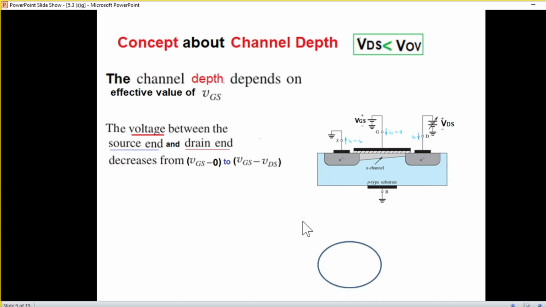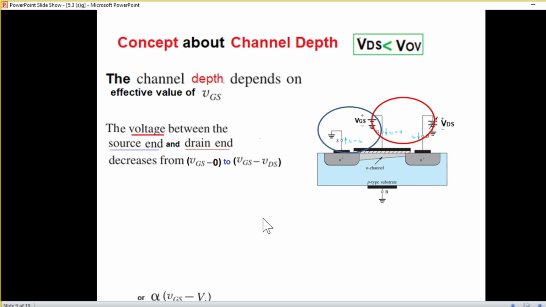Let's see another diagram, this one. This is the effective value at this end, that is VGS minus 0. What is the effective value on the drain side? VGS minus VDS. Now, since VDS has some value more than 0, VGS minus VDS will be comparatively less than what we had here. That is why it is tapered.